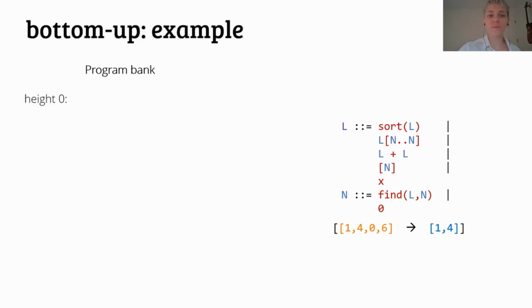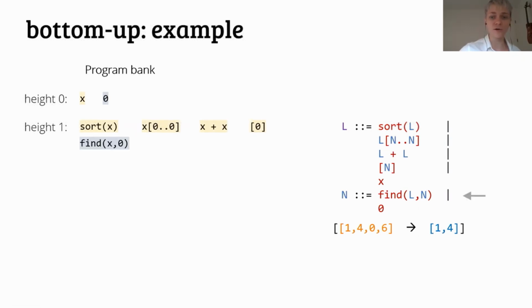So in bottom-up search, we maintain something called a program bank. In the very first iteration, we add programs of height 0 to this bank, our variables and literals like X and 0. And then in every next iteration, we'll basically take a production like sort L here, right? And now we have to fill in this non-terminal, this L, with everything that we already have in the bank of the right type, right? So with all possible list expressions. So here our only list expression was X, so we will do sort X, right? And then we'll do that for all of the other productions as well. So then at height 1, we'll get these programs, right? And then we'll continue like that.